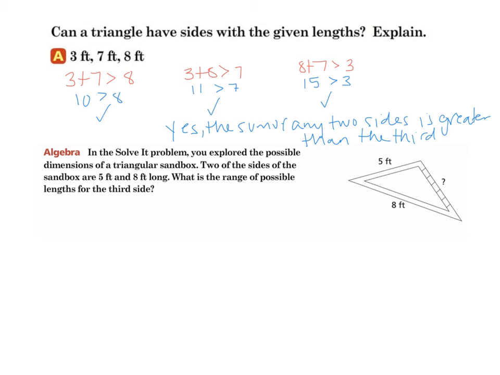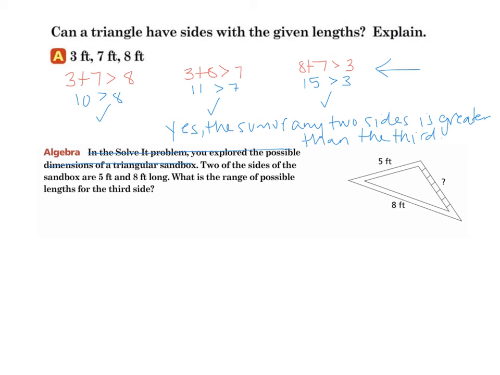Okay? Now, if one of those that we just did did not work, then it is not a triangle. All three must be true. All three must work in order for it to be a triangle. Okay? And then the last question. So in Pearson, you can look at the solve it problem if you like. Two of the sides of the sandbox are 5 feet and 8 feet. What is the range of possible lengths for this third side?